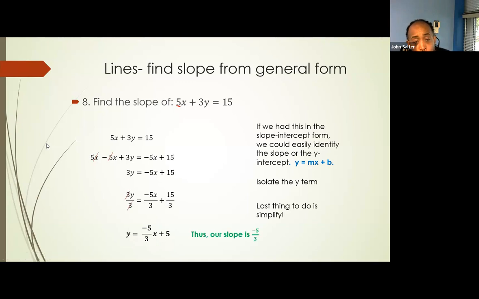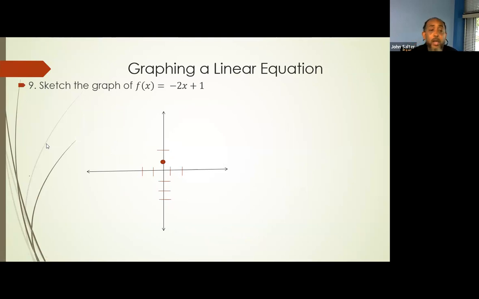Please make sure you solve for y before you try to find the slope. Okay, very important. Very, very important. Next. Sketch the graph of f of x equals -2x plus 1. Okay, again, going back to that y equals mx plus b idea, I need to separate my slope from my intercept here.